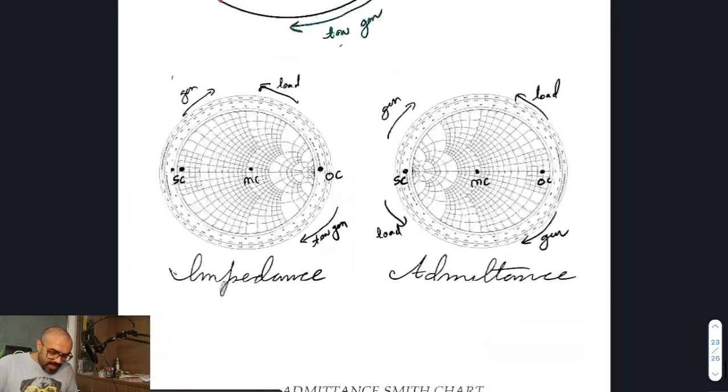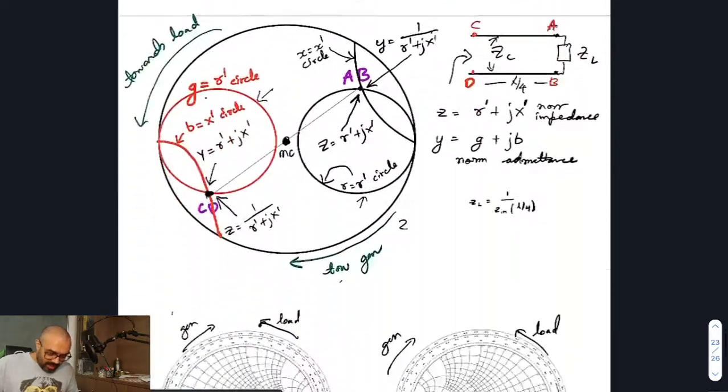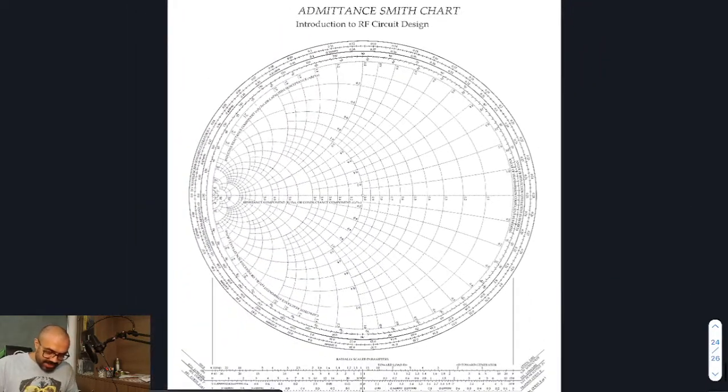You can use the normal Smith chart turned upside down to do calculations, or you can also find on the web specially printed admittance charts. Whatever is comfortable for you to do your calculations in.